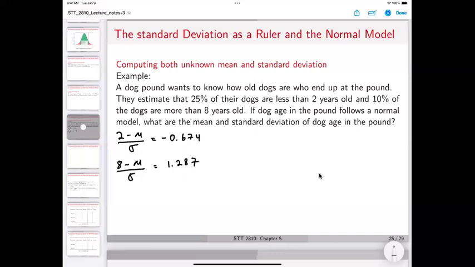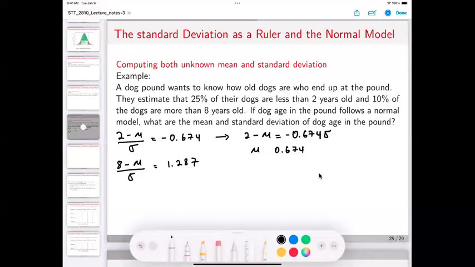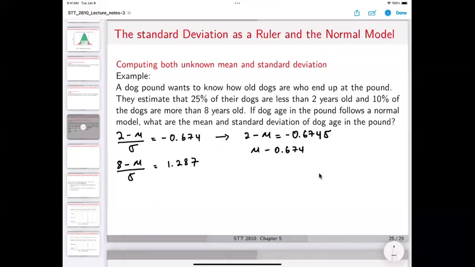To continue, we can see that this can be written as 2 minus mu equals negative 0.674 sigma. And then it can be written as mu minus 0.674 sigma equals 2. We could also simplify this to be 8 minus mu equals 1.287 sigma. I just multiplied both sides by sigma.